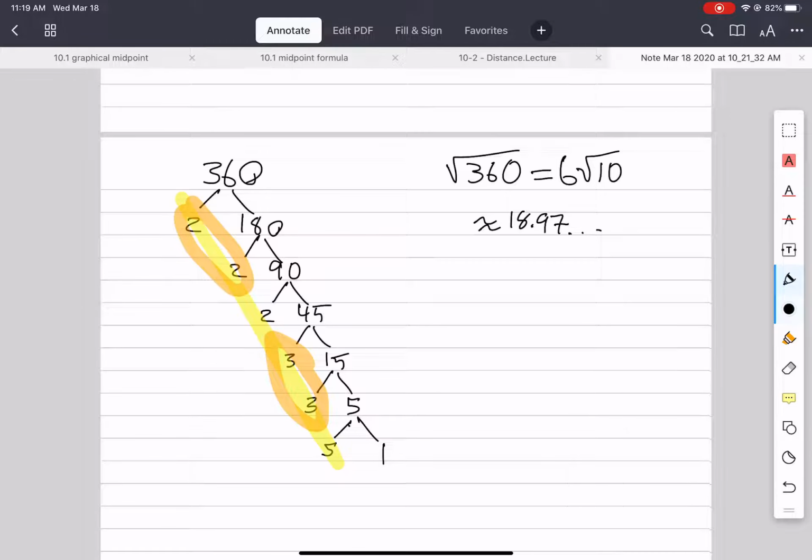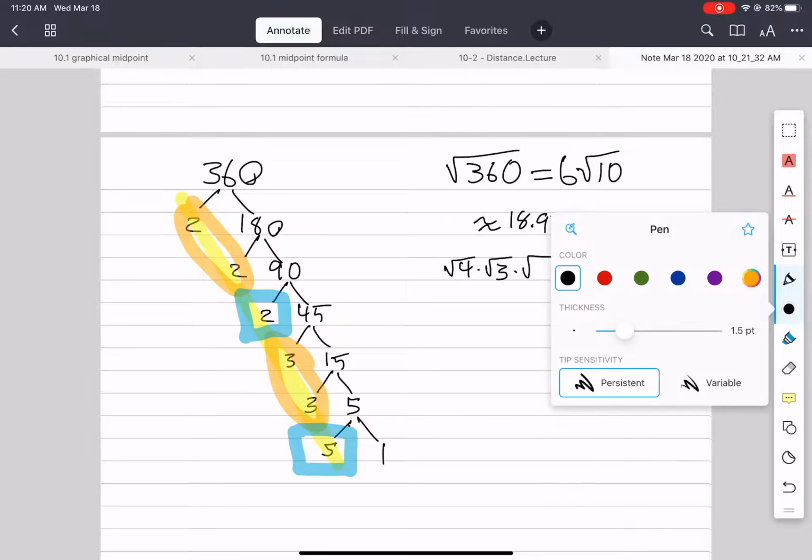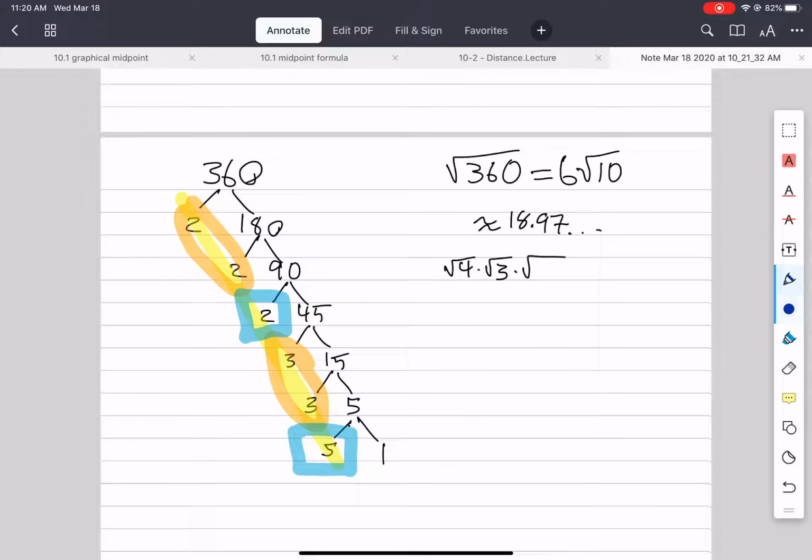So I could rewrite this as root 4 times root 3 times root, and then the numbers left inside are a 2 times 5, which is 10. So I like to put a box around the values that stay inside the root, and then circle the pairs that are coming out.